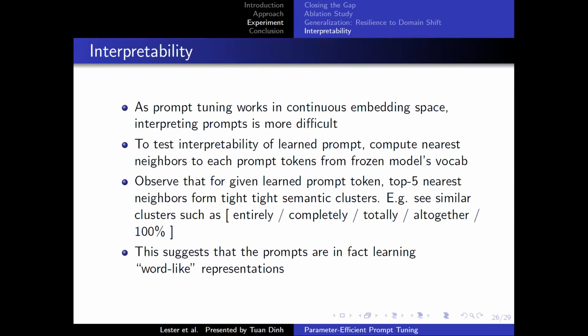As prompt tuning works in a continuous embedding space, interpreting prompts is more difficult. To test the interpretability of learned prompts, the authors compute nearest neighbors to each prompt token from the frozen model's vocabulary. They observe that for a given learned prompt token, the top 5 nearest neighbors form a tight semantic cluster. For example, they see similar clusters such as entirely, completely, totally, altogether, and 100%. This suggests that the prompts are in fact learning word-like representations.